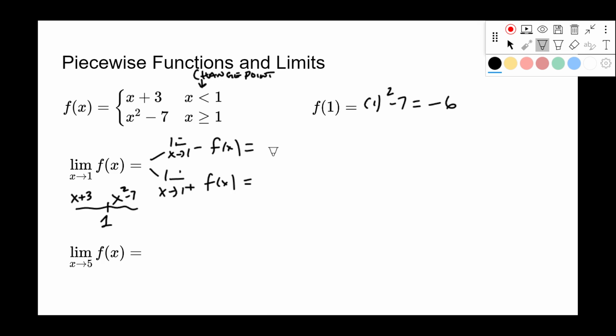Because that's what it means for a limit to exist. The two limits from the left and from the right have to go to the same place. So this is an algebraic look at something we've seen graphically.